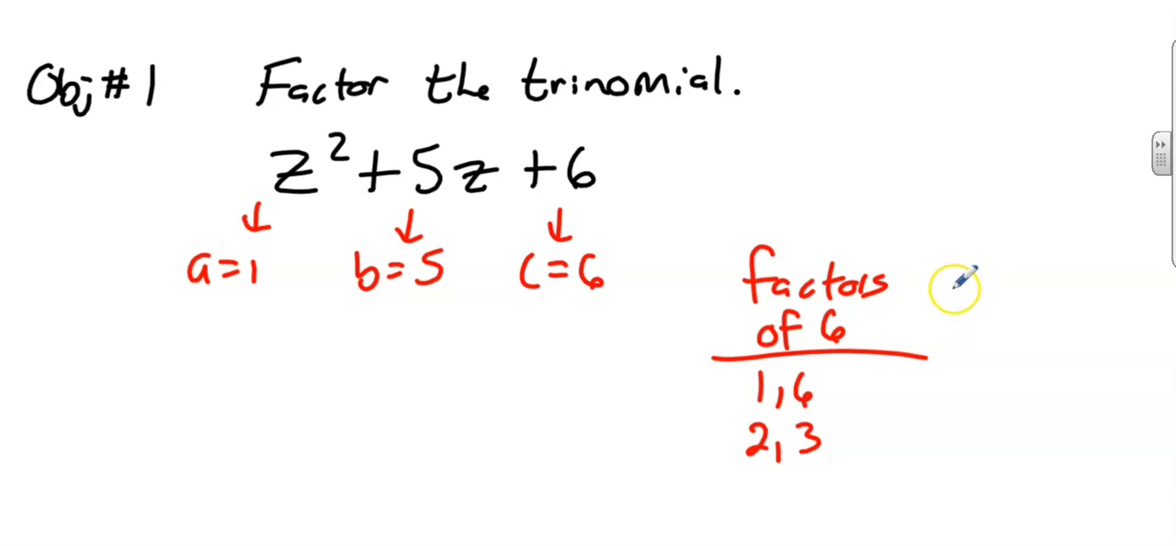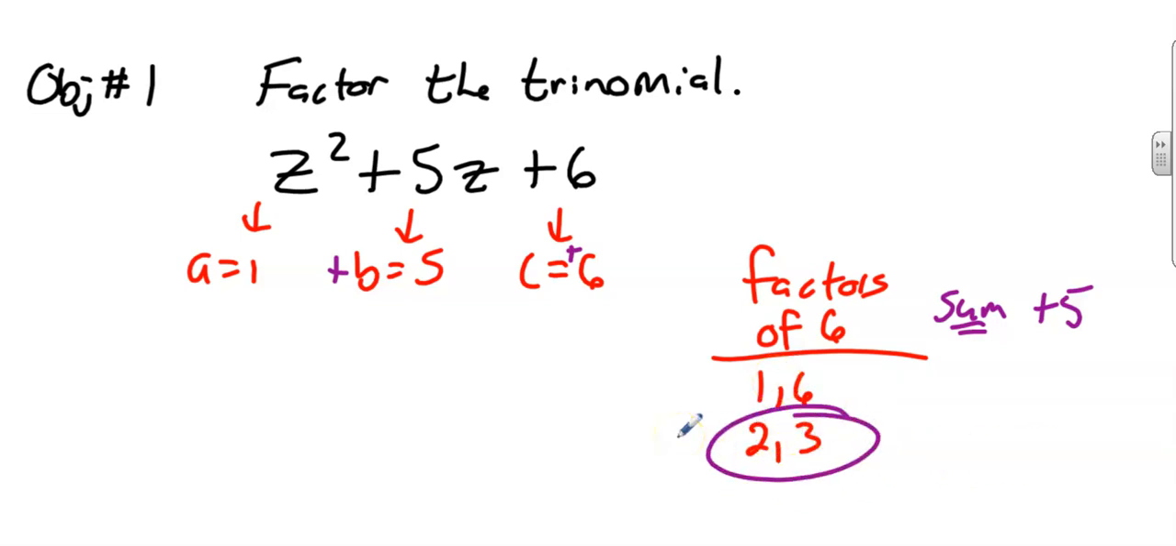And you're looking for the pair whose sum is going to add up to the b term, which is positive 5. Well, 1 plus 6 is 7, so the only way that this adds up to be 5 is 2 and 3. So 2 and 3 is the pair that we're looking for.